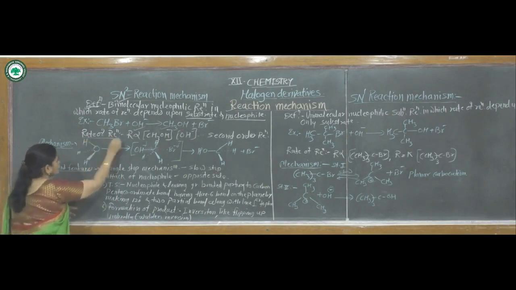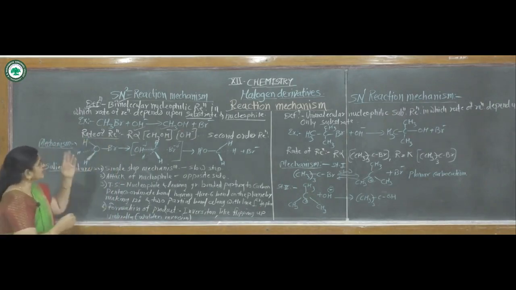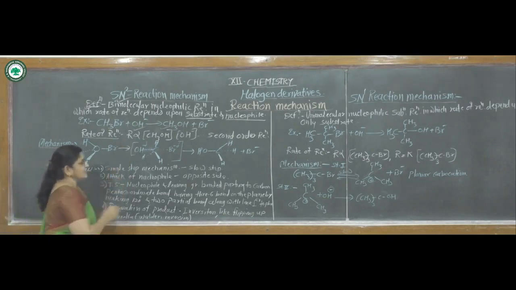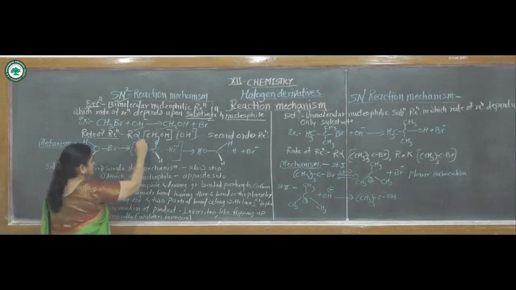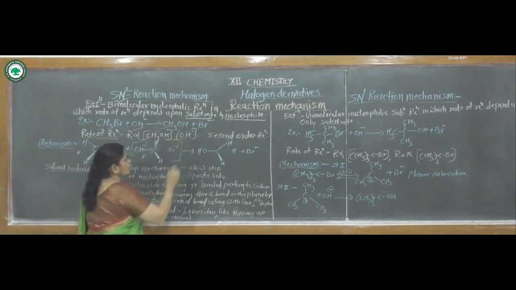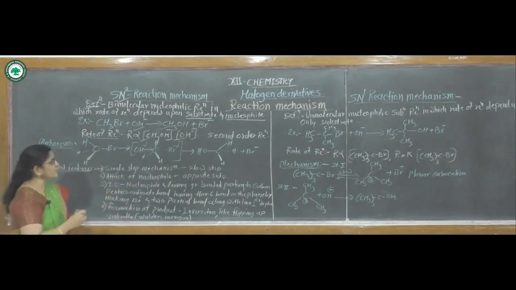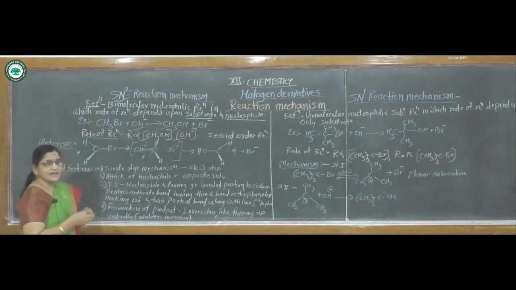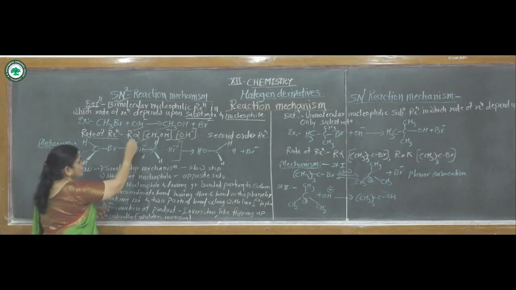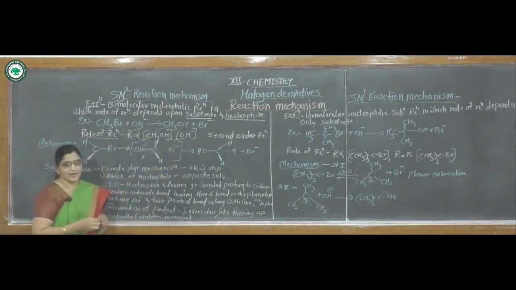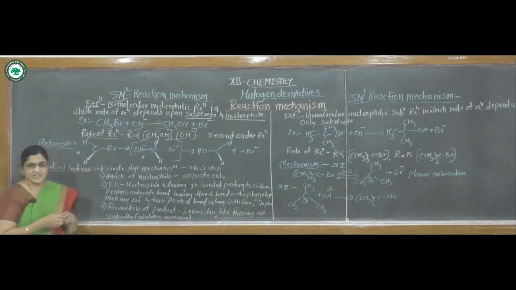Then next, what about the rate of reaction? It is a bimolecular reaction, hence the rate of reaction depends upon the substrate, that is methyl bromide, as well as the nucleophile, hence it is also called a second order reaction. This reaction is called a second order reaction because the rate of reaction depends upon the substrate as well as the nucleophile. Then what is the mechanism of this reaction?